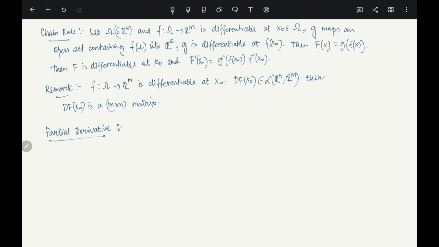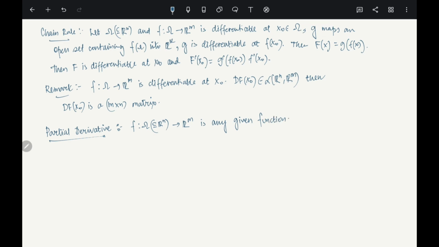Okay, so let's say we are given f from Omega, a subset of R^n, to R^m. It is just a given function. We are not assuming in this case that it is differentiable. So for this function, which is any given function, I am going to define the concept of partial derivative.